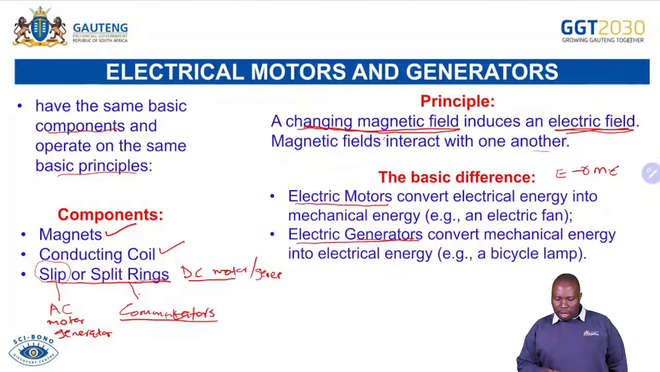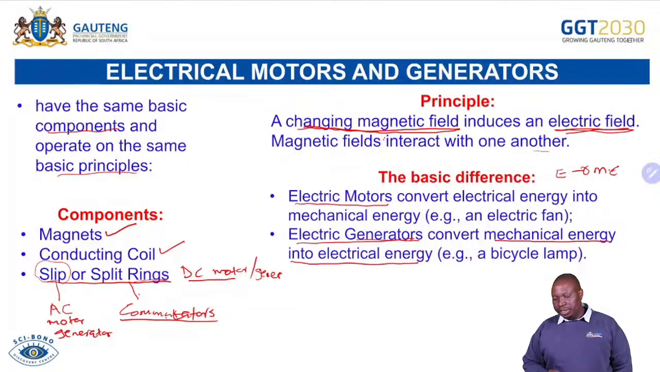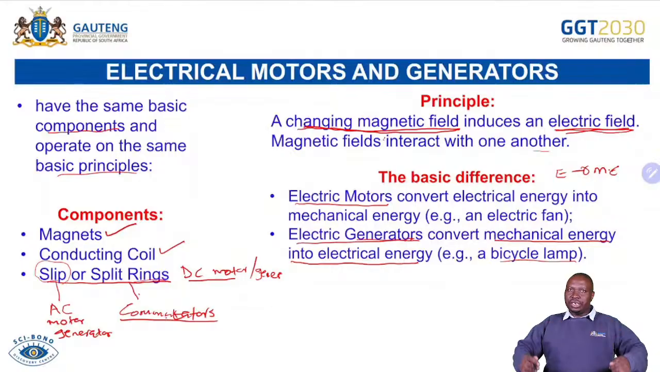And then for an electrical generator, it will convert mechanical energy into electrical energy. For example, we have a bicycle lamp, and as you are driving your bicycle, you see that the bicycle lamp is lighting because there will be what? Mechanical energy. That rotation, mechanical energy, is being converted to electrical energy.